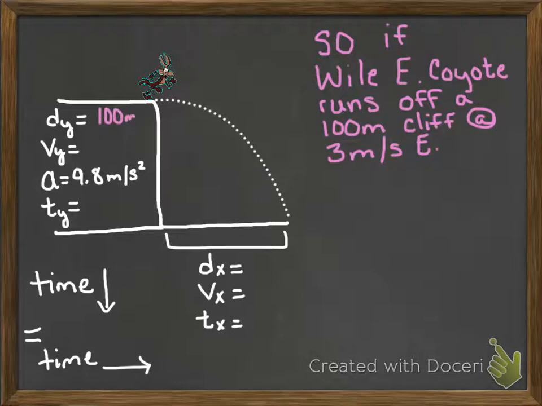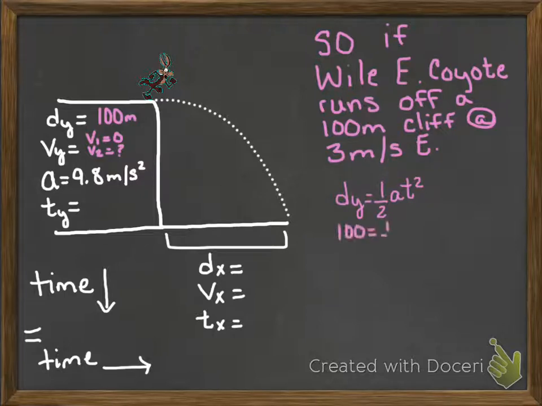So let's go ahead and fill in what we know. He's going to travel 100 meters from the top of the cliff to the ground. When he leaves the cliff, his initial velocity is 0. We don't know his final velocity, but we do know his acceleration is 9.8 meters per second squared. So I'm going to use this formula: d in the y direction equals 1/2 at squared. I'm just talking specifically about vertical components right now.